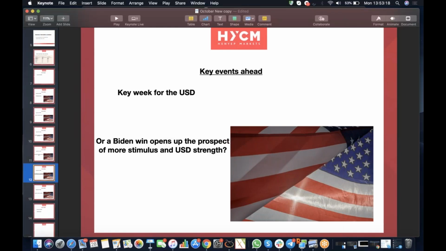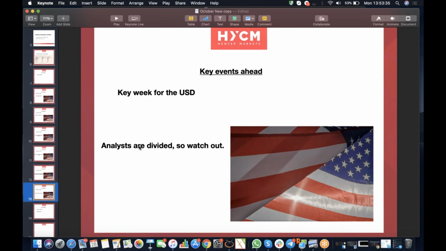And another explanation I've heard is that a Biden win opens up the prospect of more stimulus and US dollar strength. So, you know, I'm reading some analysts are saying what's good for Trump is good for the dollar. And some analysts are saying that if Biden wins, that opens up the prospect of more stimulus and US dollar strength. So analysts are divided, so watch out.